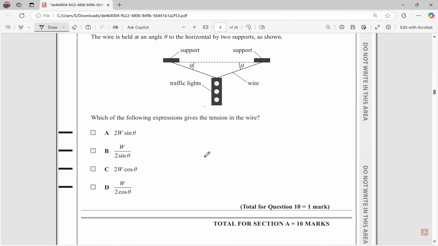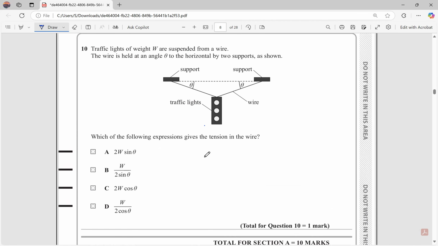Question 10. Traffic lights of weight W are suspended from a wire. So here is the weight. The wire is held at an angle theta to the horizontal by 2 supports as shown. Which of the following expressions gives the tension in the wire? So the wire, here are 2 wires, okay?